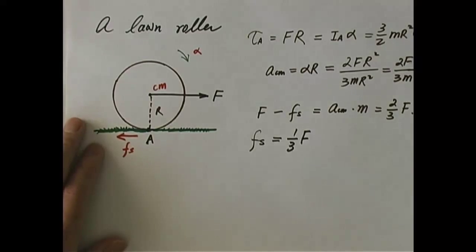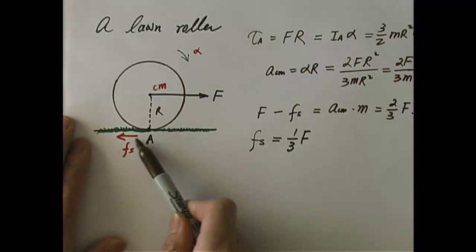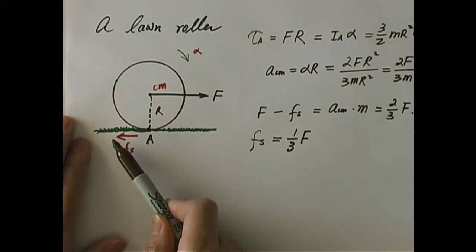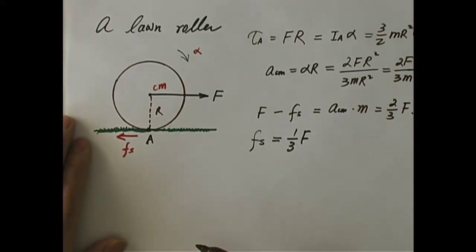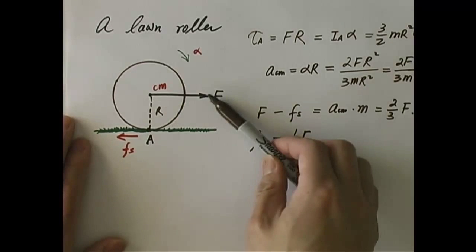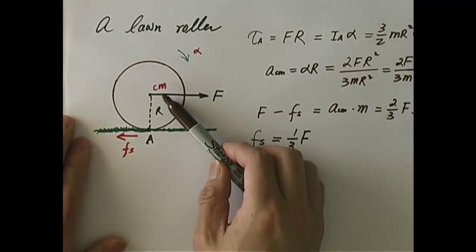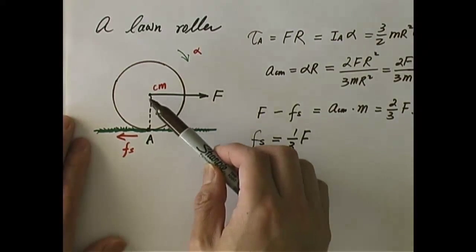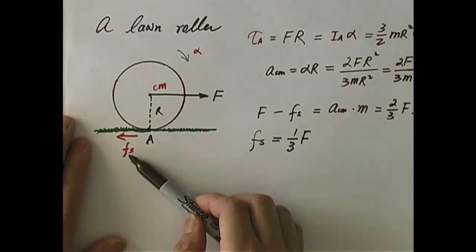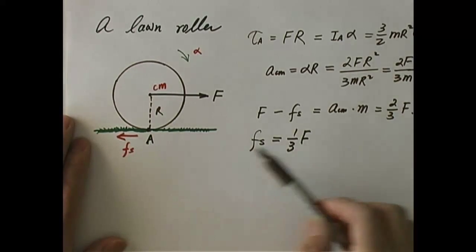It's an interesting result. The harder you pull, the more friction you're going to get. The friction is always equal to 1/3 of the force that you pull. Why? Because with a greater pulling force, the center of mass has a greater acceleration than before. To sustain pure rolling, alpha would have to increase as well, and alpha is provided only by this Fs. So Fs has to increase proportionally with F.